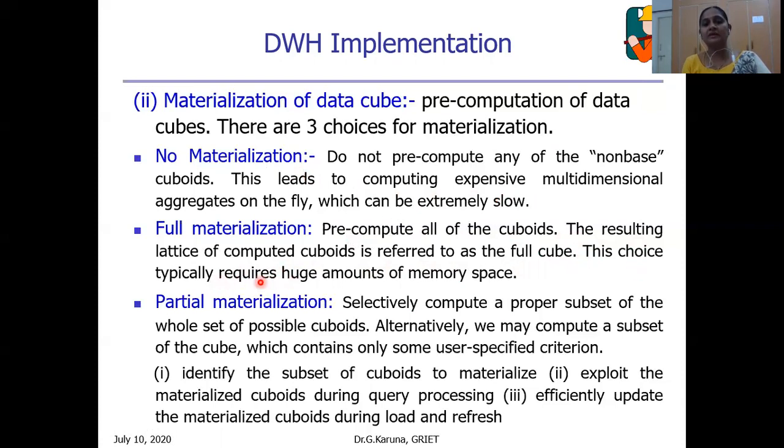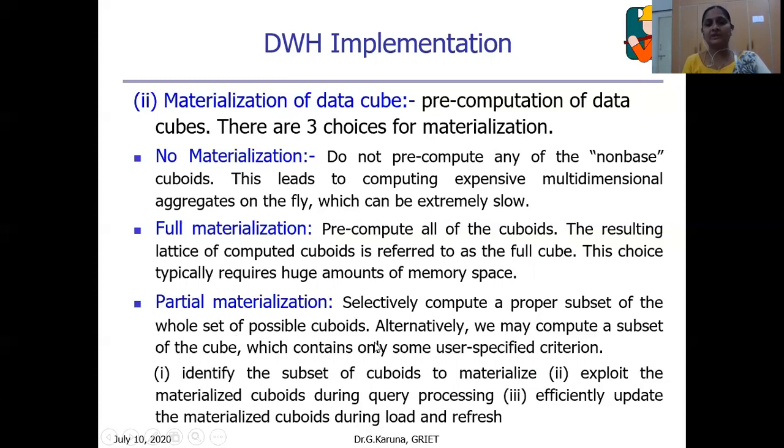This choice typically requires a huge amount of memory space, because a lot of space is required to calculate the group-bys. On every cuboid we compute it beforehand, so a lot of memory space is required. So this is the drawback of full materialization.